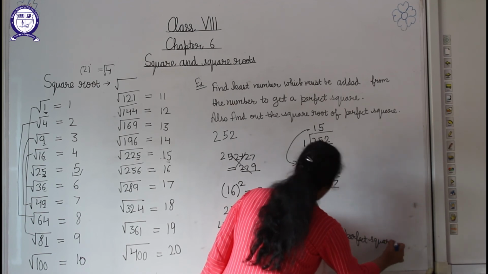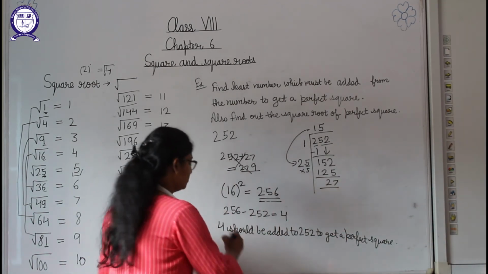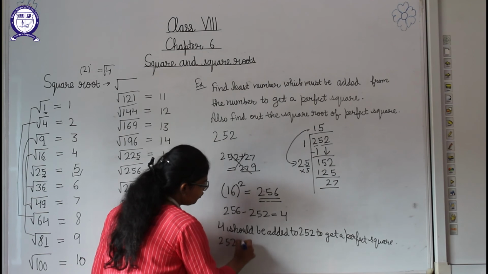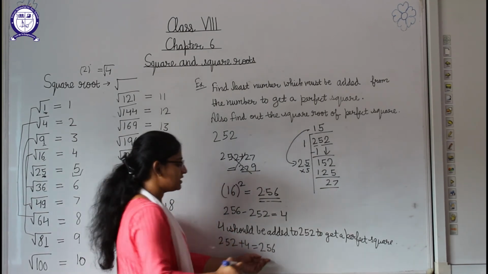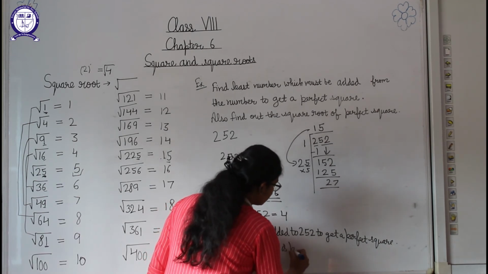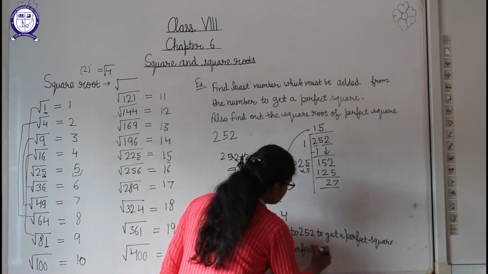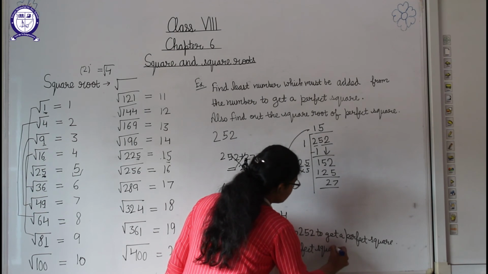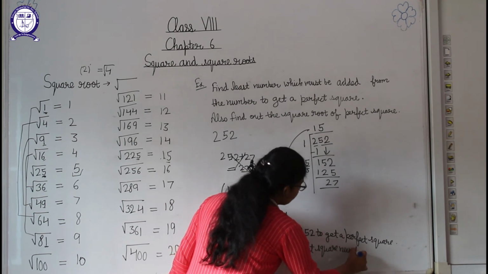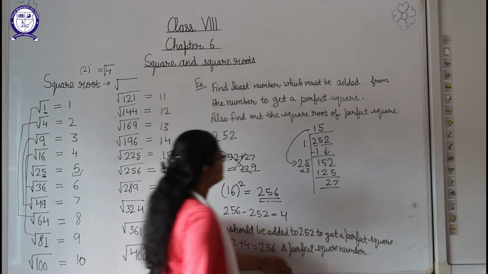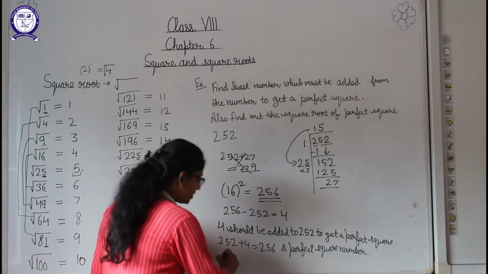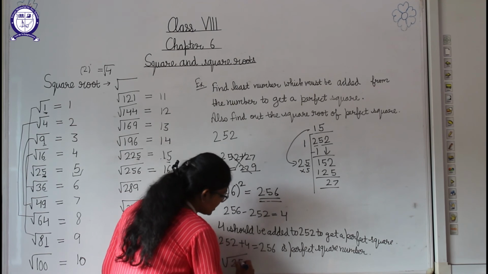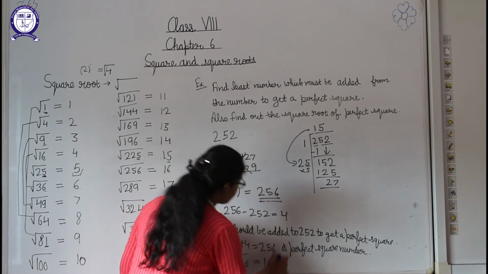So when we add 4 to 252, we get 256. So 256 is a perfect square number. Now as we have found the perfect square number, we have to find its square root. So the square root of 256 is 16, as we know.